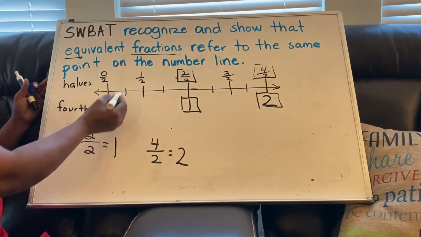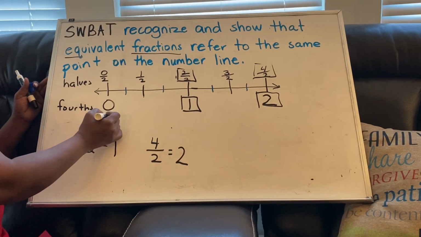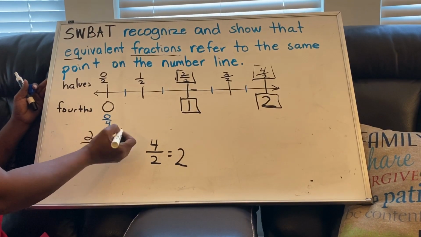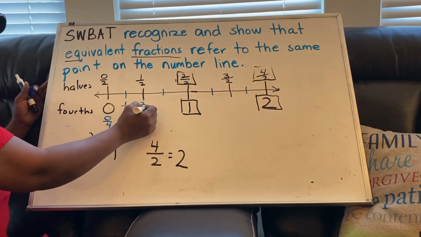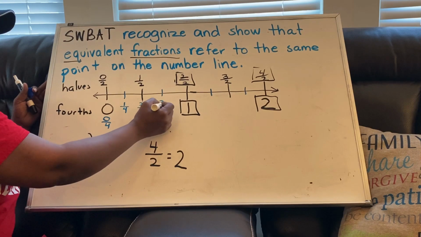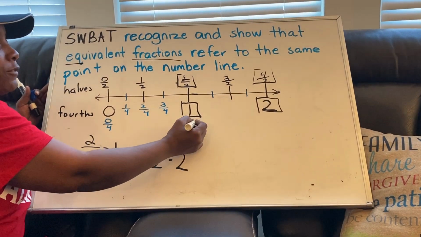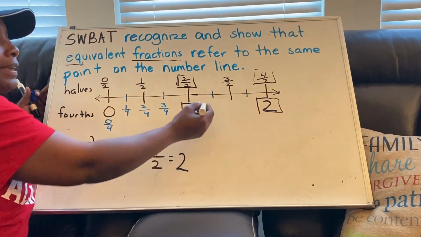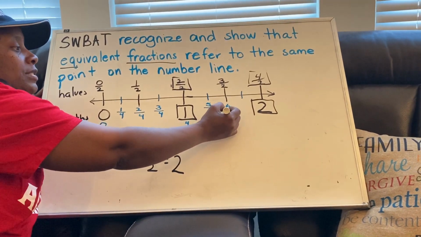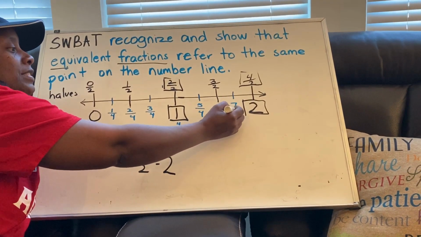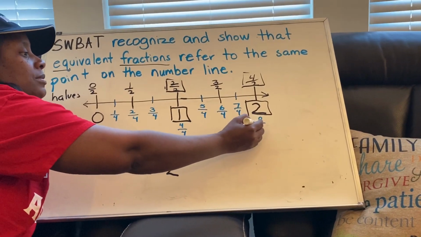So at the bottom, I am representing fourths by starting with 0/4, 1/4, 2/4, 3/4, 4/4, and I keep counting 5/4, 6/4, 7/4, and 8/4.